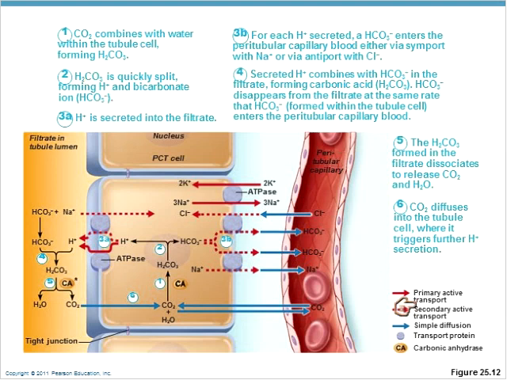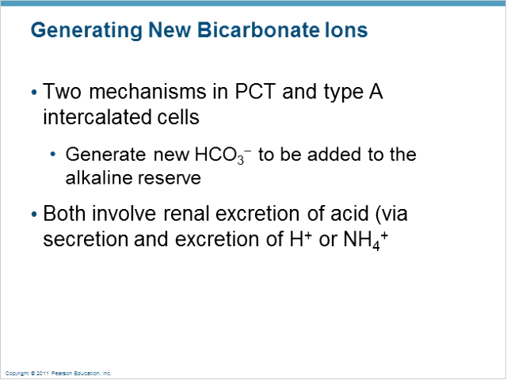And this walks you through that same process, just as we talked about before, but in the opposite direction. We're talking about generating new bicarb ions. There are two mechanisms, in the proximal convoluted tubule and type A intercalated cells. They generate new bicarb to be added to the alkaline reserve. Both involve renal excretion of acid via secretion and excretion of hydrogen and NH4.